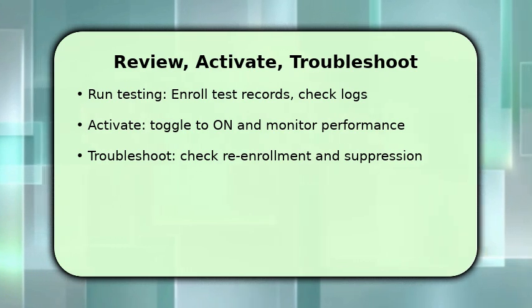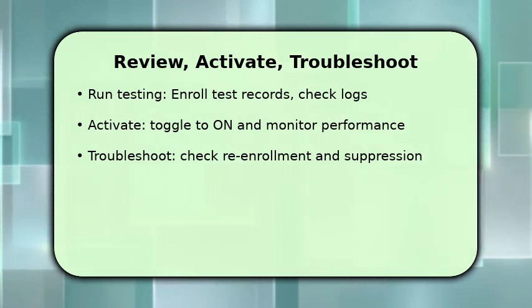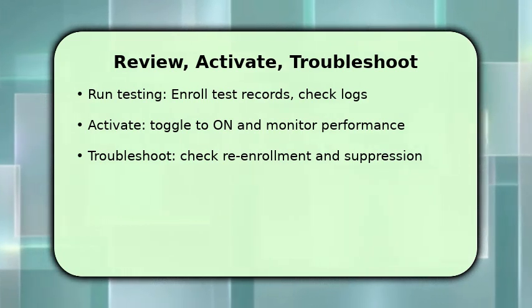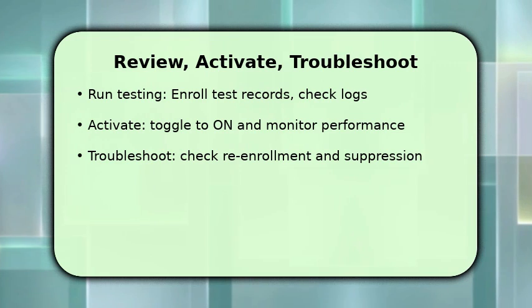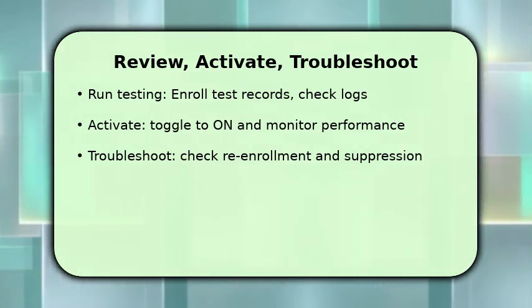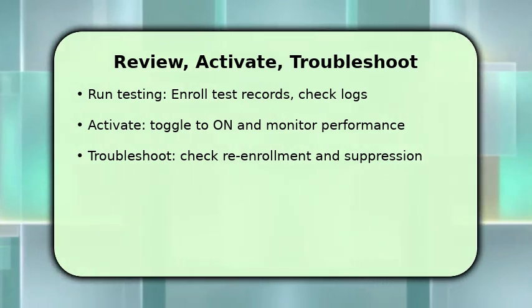If things go wrong, check one key area first: re-enrollment and suppression settings, because accidental re-entry or excluded segments are the most common causes of failures. Finally, iterate. Adjust delays, refine branches, and retest until the flow runs reliably.